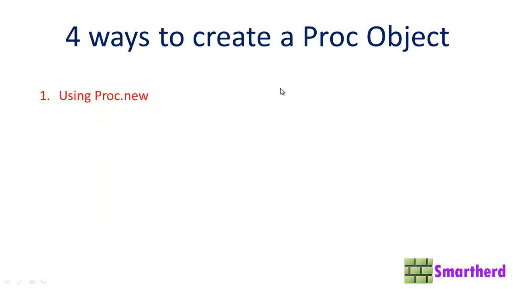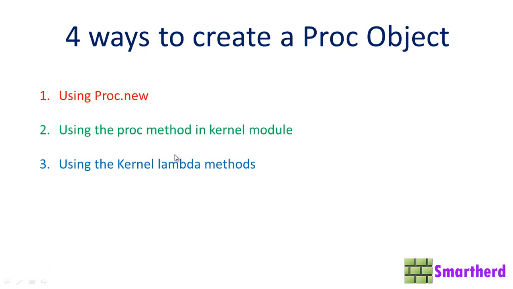The first way, a very simple way, is to use the proc.new method. This is the syntax used to wrap a block into an instance of the proc class. The second method is to use the proc method in the Kernel module, and the third method is using the Kernel lambda method. There is a little difference between the second and third method. All these methods we are going to discuss one by one. There is also a fourth method, which is the implicit way to create a proc object.